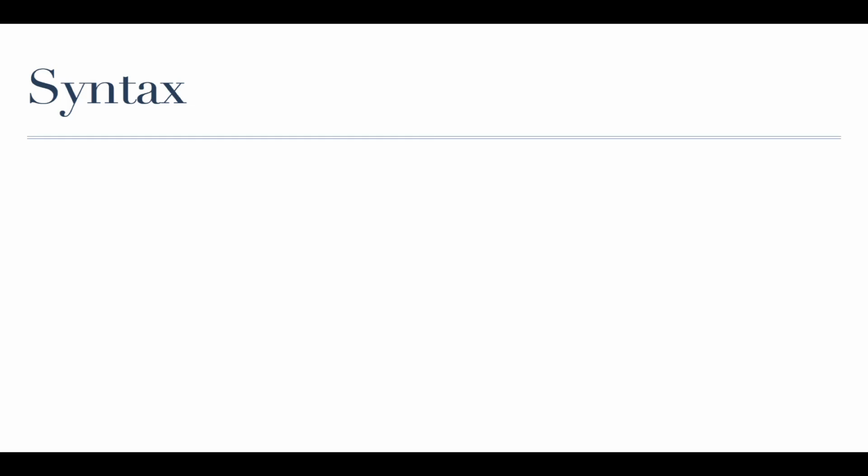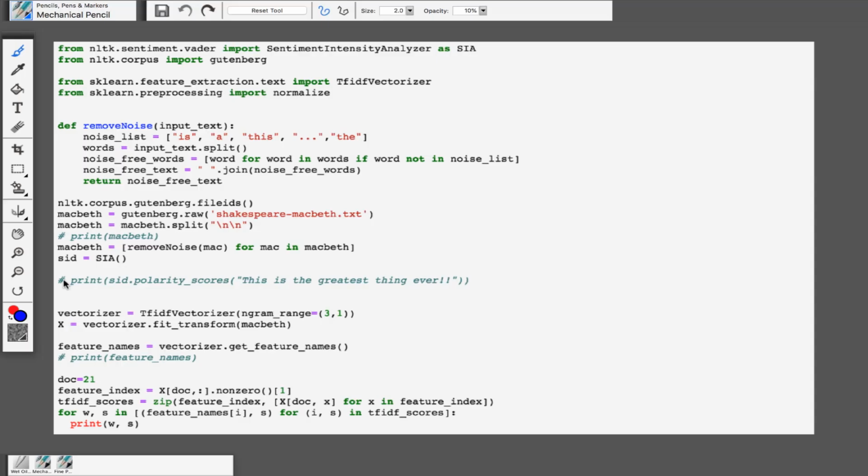So let's move into the syntax of this and see what we've got going on here. First things first, some of this stuff is familiar to you. You probably recognize these two lines here. This is our Vader sentiment analyzer and our NLTK corpus that has our Shakespeare and Macbeth in there. Make sure that you go into Anaconda and install and download scikit-learn. It's this here, sklearn. And we are going to import these two functions, the TF-IDF vectorizer and the normalize function.